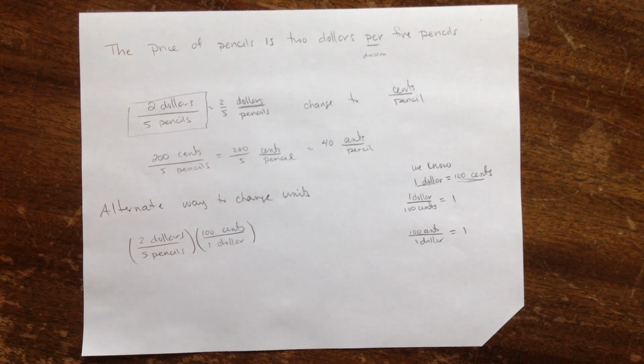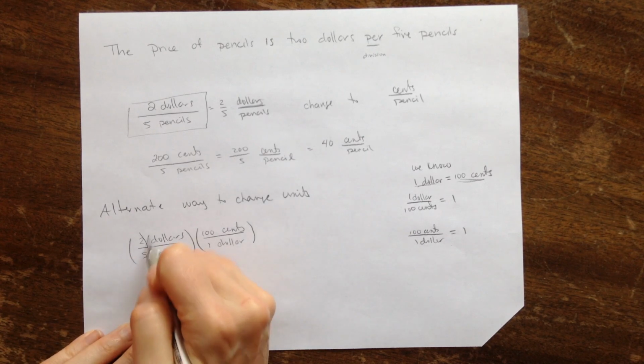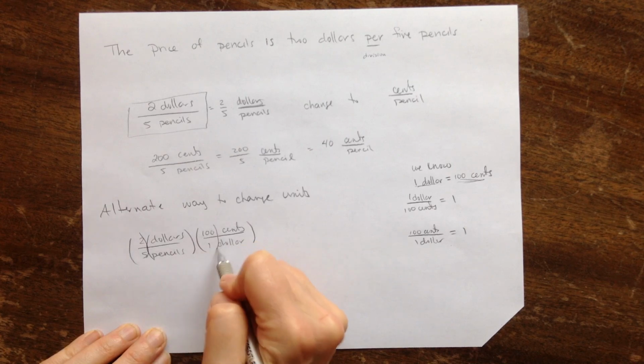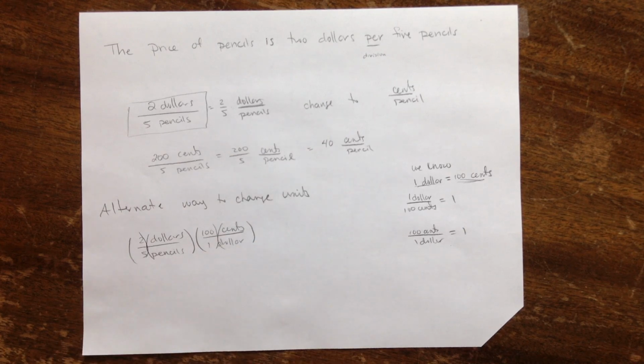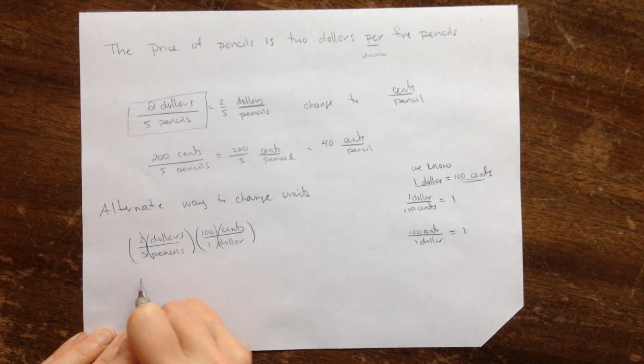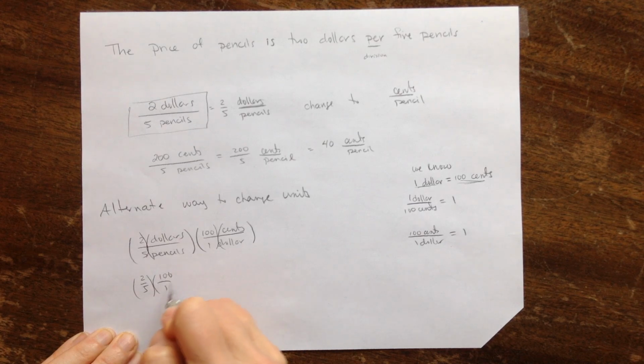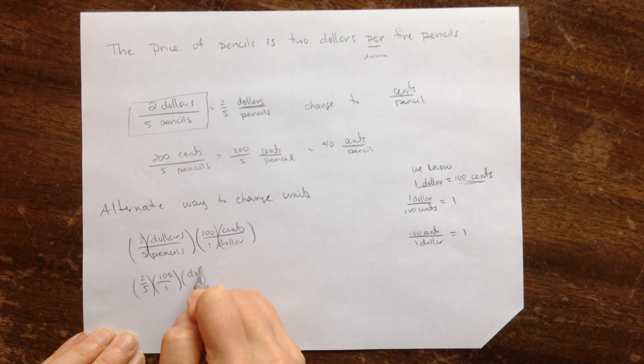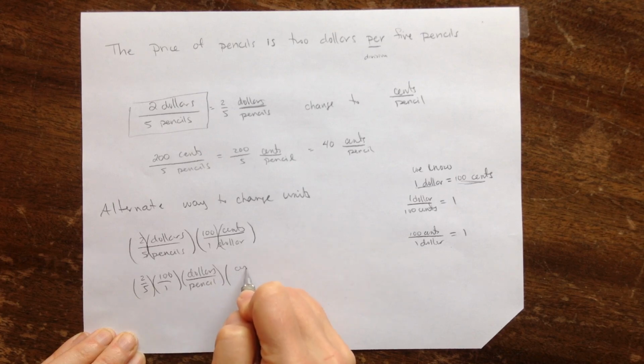what happens is I get the 2 times the 100, because now I'm doing essentially for a bunch of multiplications. I have 2/5 times dollars per pencil times 100 over 1 times cents per dollar. And so we'd have the 2/5, because you can do multiplication in any order you want to. 100 over 1, dollars per pencil and cents per dollar.